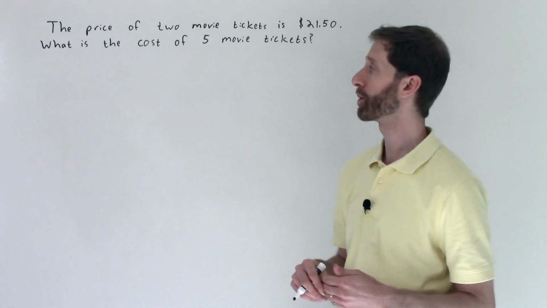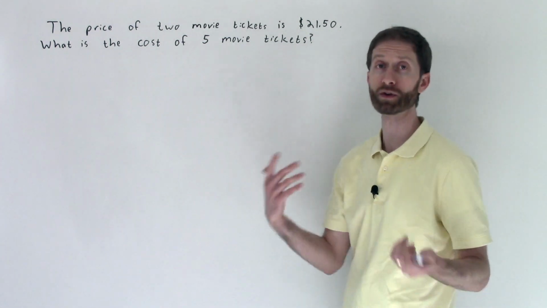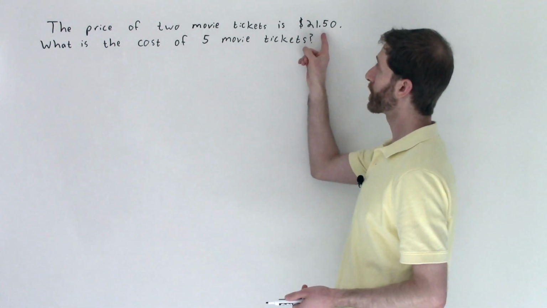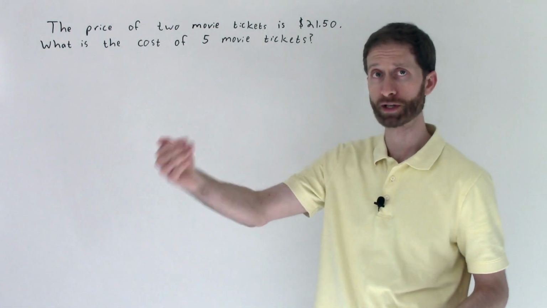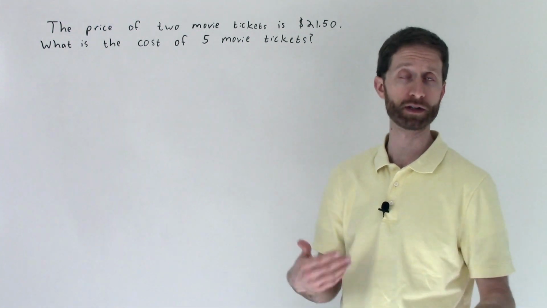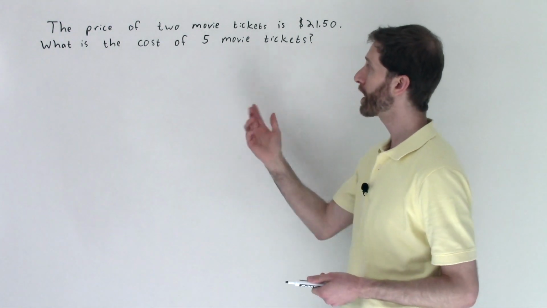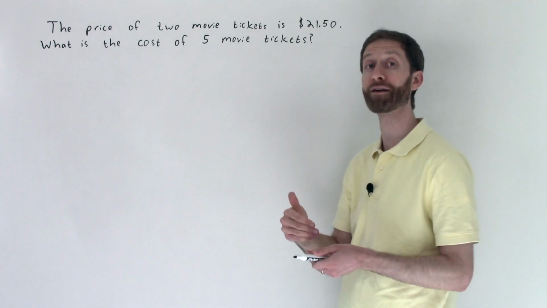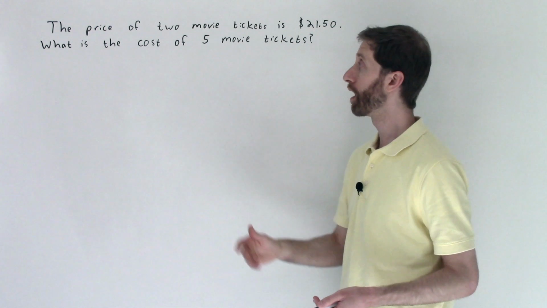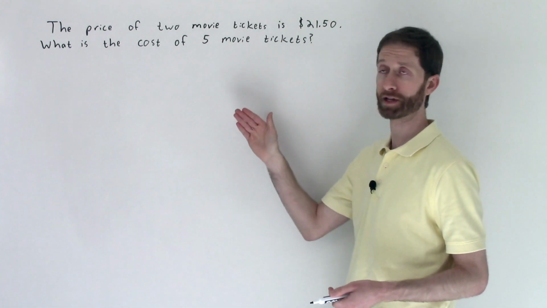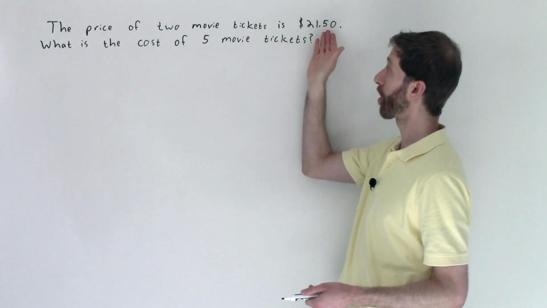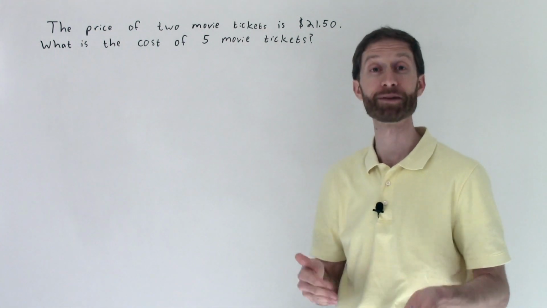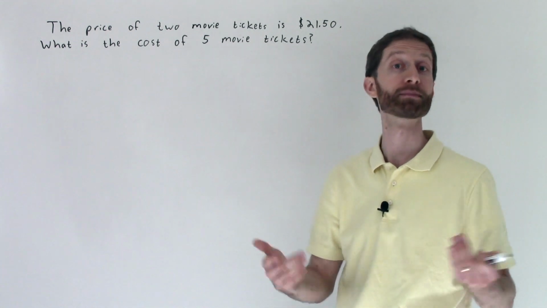Notice in this problem how we're basically given 2 different kinds of units, and there's a rate involved here. You have $21.50 per 2 tickets, or 2 tickets per $21.50, depending on how you want to look at it. Then we want to figure out the cost of 5 movie tickets. So we want an equal rate of cost per 5 movie tickets to the rate of cost per 2 movie tickets.